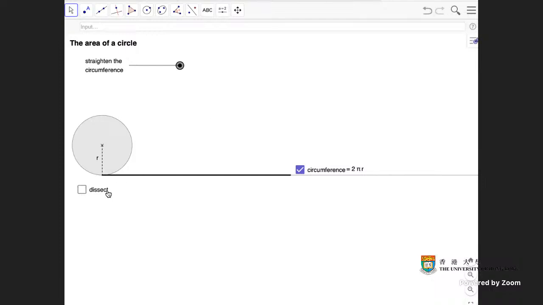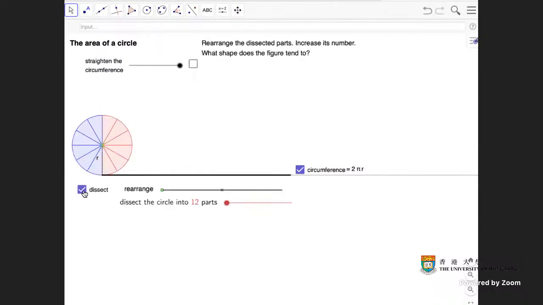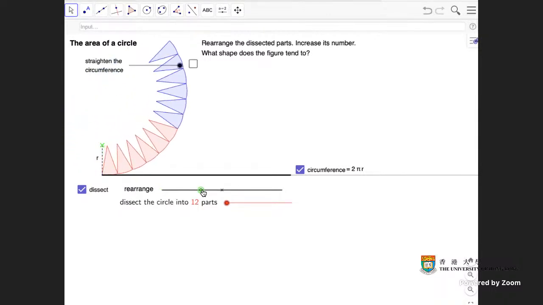So the way it's done is like this. You can click the dissect button here. Here we now divide the circle into a number of equal parts, and you can see the number of equal parts here. There are 12 parts, and each part is what we call a sector, a circular sector, right? And now we can go on to rearrange it.